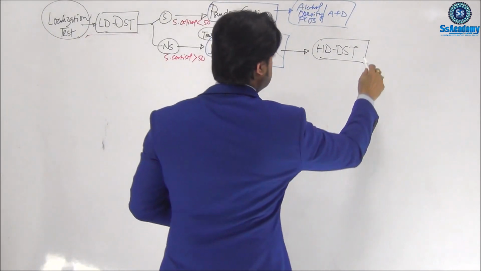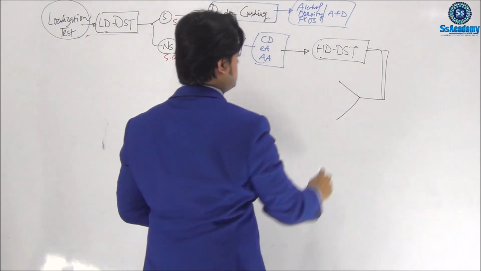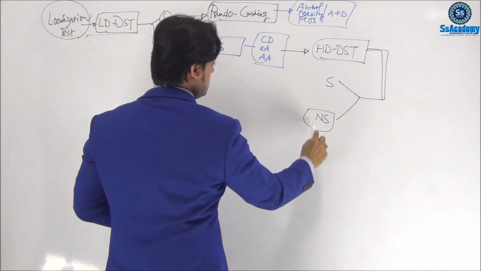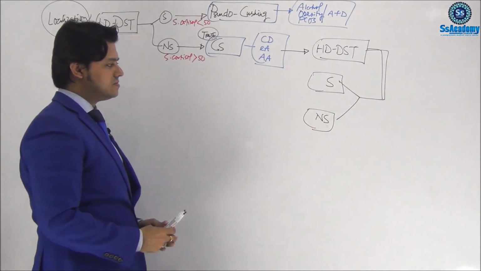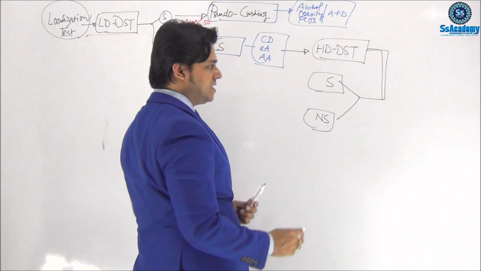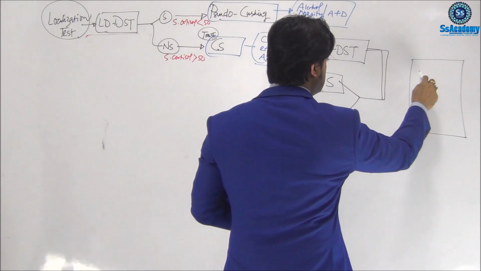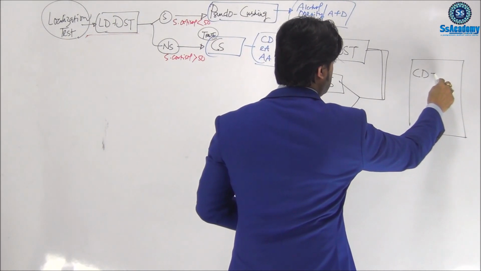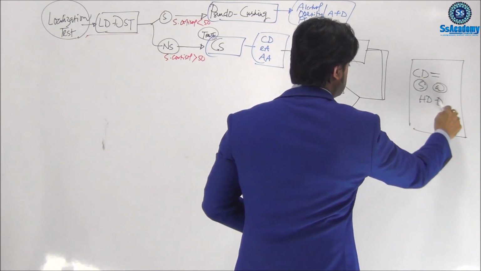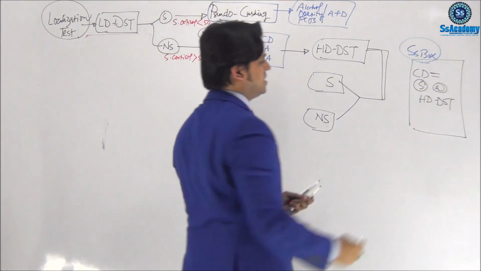Once again, in HD-DST we get two categories of results: one is suppressed, another is not suppressed. So what do suppressed and not suppressed mean? Before going to this, we would love to have a box. Just write it down: pituitary Cushing disease suppressed at HD-DST. This is another box. It will be helpful to interpret it here.